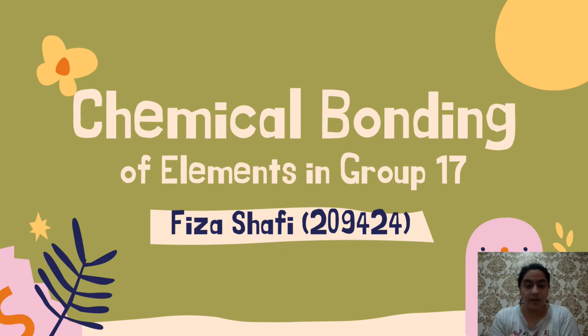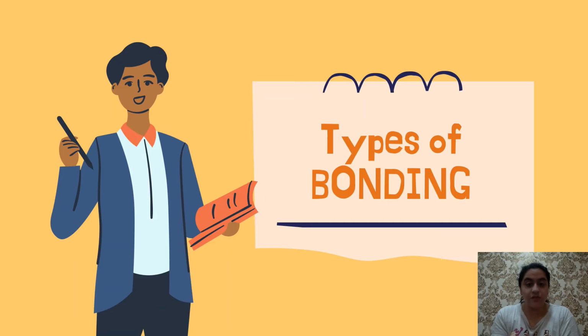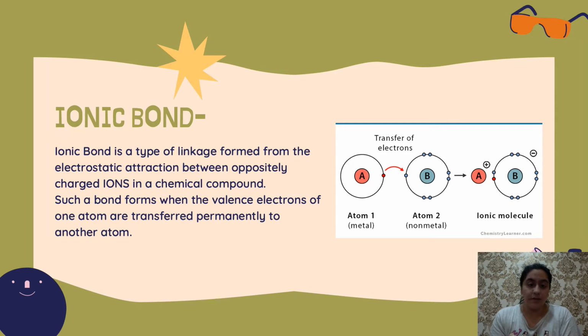We know that halogens form different types of bonds. If we talk about the types of bonding in halogens, we have ionic bonds. What is an ionic bond? An ionic bond is a type of linkage formed from the electrostatic attraction between oppositely charged ions in a chemical compound. Such a bond forms when the valence electrons of one atom are transferred permanently to another atom.